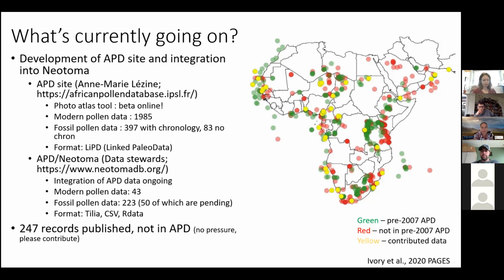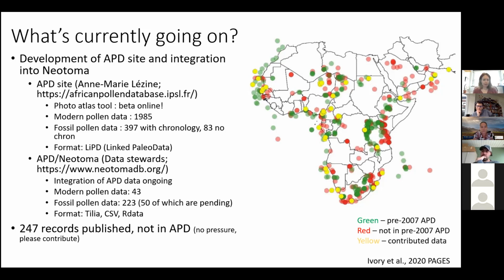That is ongoing. We currently have very little modern pollen data on Neotoma, but quite a few fossil pollen sites, 223, with 50 more pending, so almost 300 fossil pollen data sites on Neotoma that are readily available in Tilia format if you're a Tilia user, in CSV if you're not, and that is also integrated within the R environment through a package called neotoma, and so you can use, manipulate and visualize data in R as well.